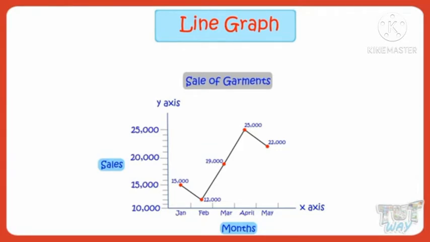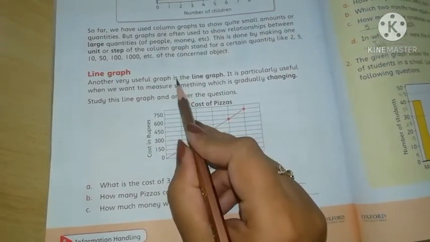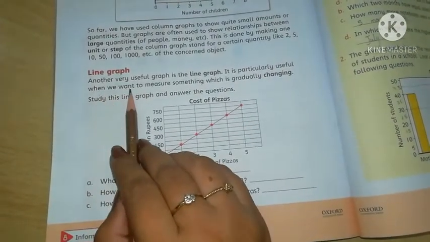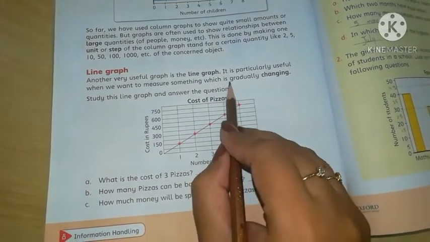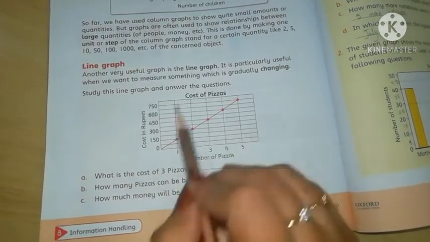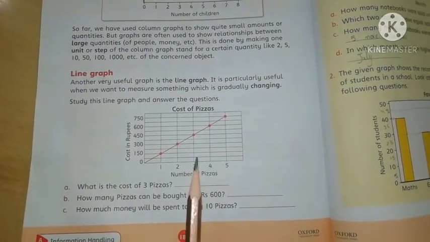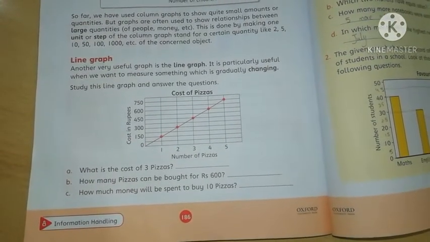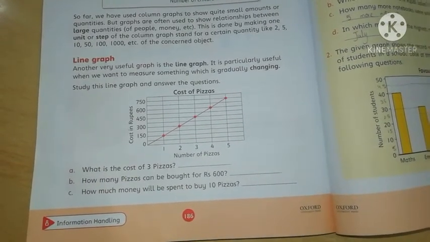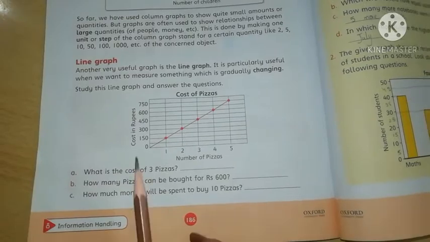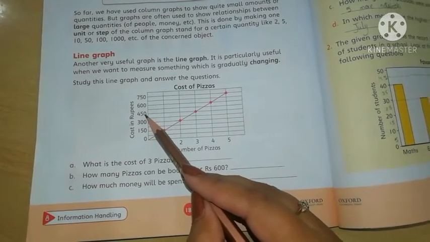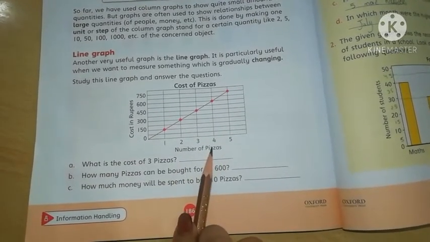Let's read from the book. Another very useful graph is the line graph. It is particularly useful when we want to measure something which is gradually changing. Study this line graph and answer these questions. Dear students, this is the line graph. In this graph we have two types of information, both numeric: the cost in rupees, and the number of pizzas.